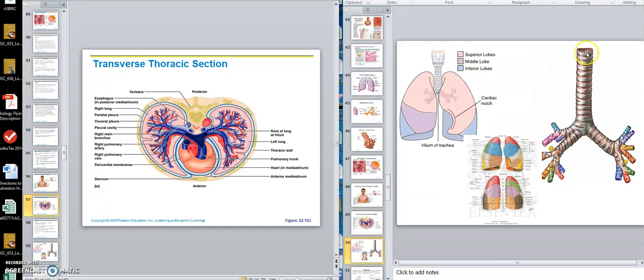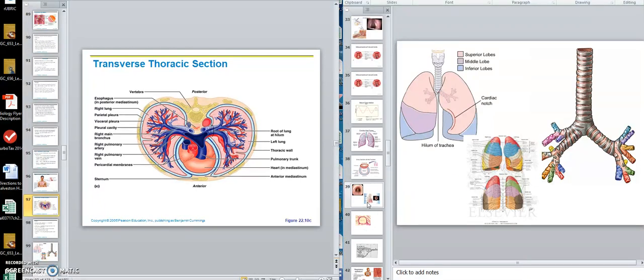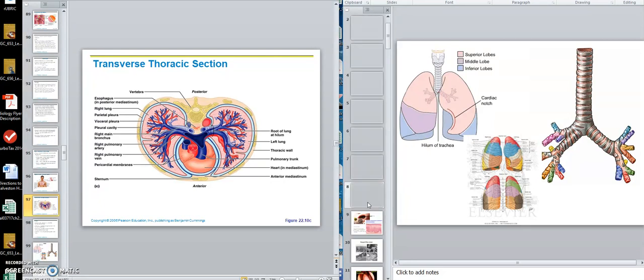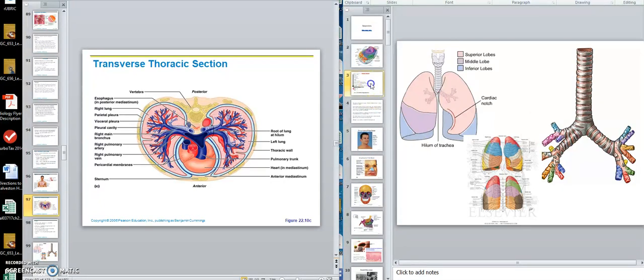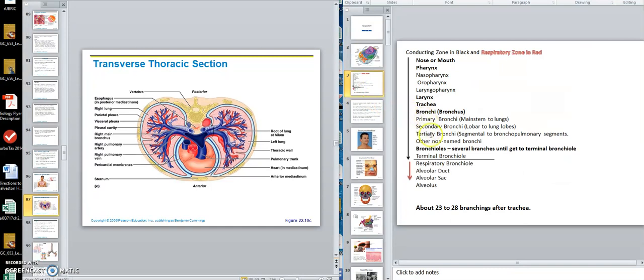So what do we have? The trachea broke off into 2 main stem bronchi, then secondary bronchi, then tertiary bronchi, which go to the bronchopulmonary segments. Okay? All right. Now from the bronchopulmonary segments, we then just have a bunch of bronchi.